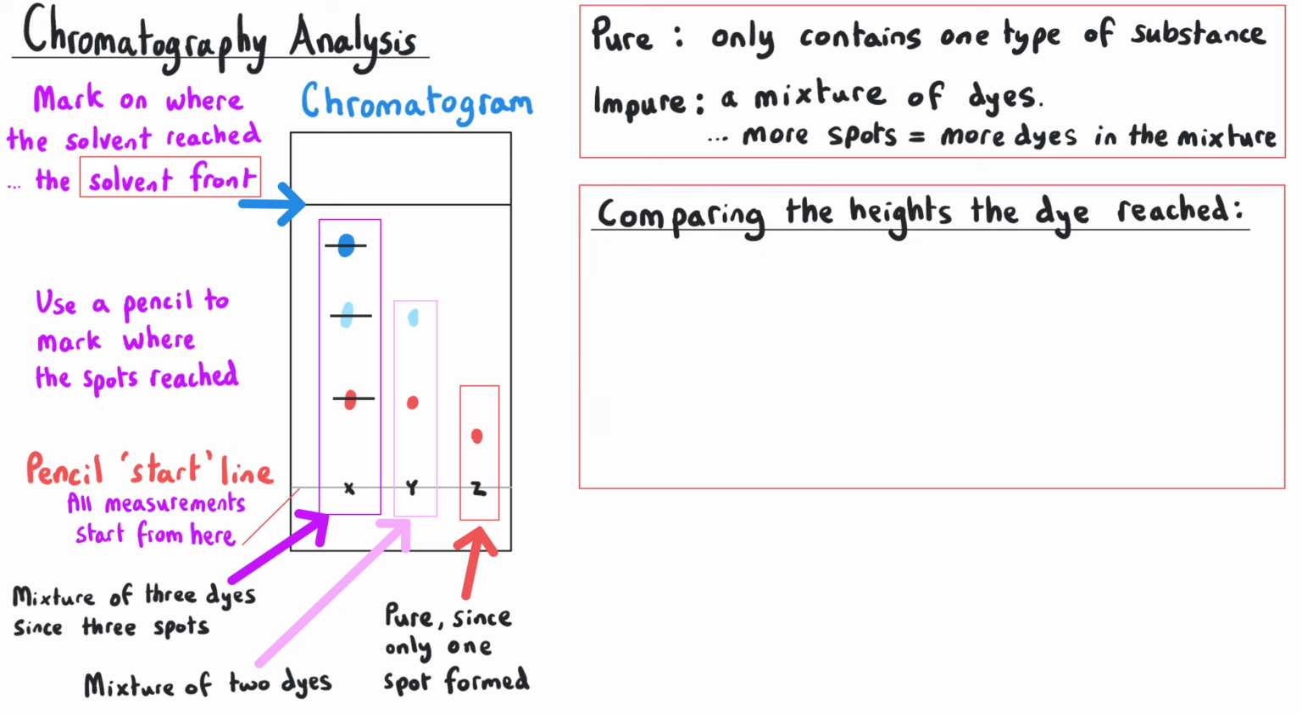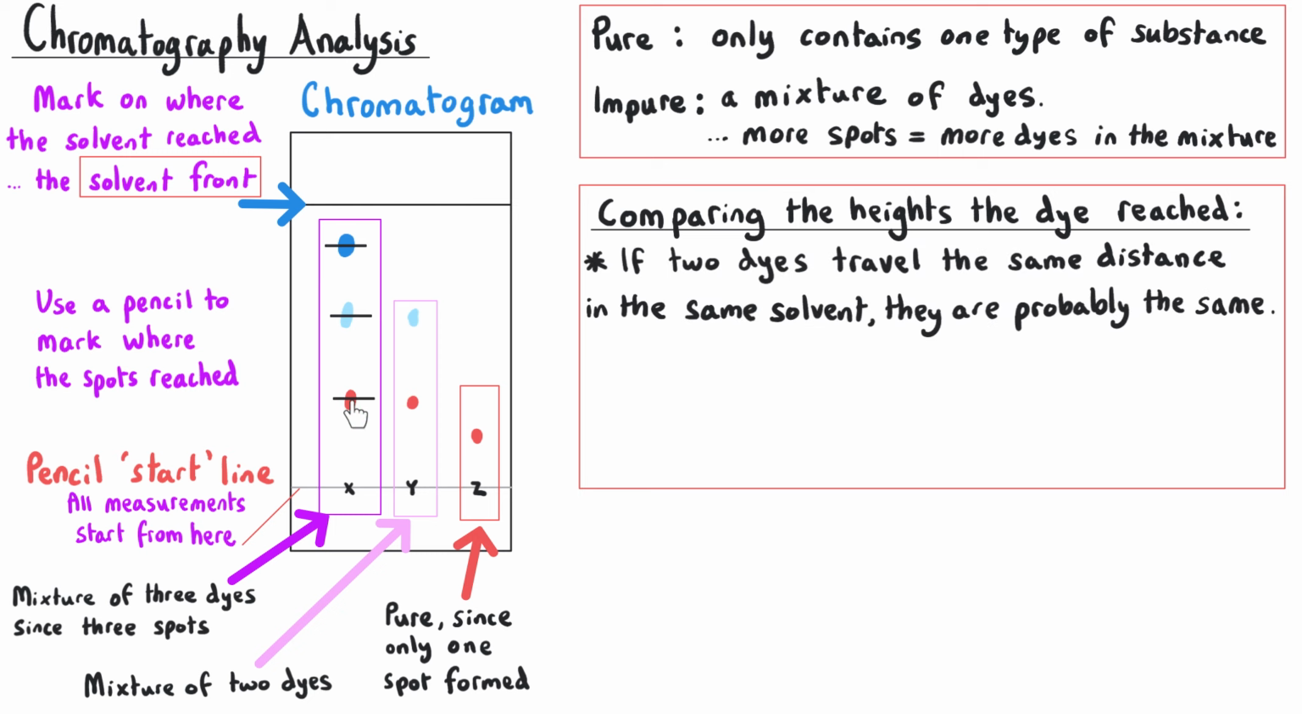Another way that we can use our chromatogram is by comparing the substances contained in the different samples. For instance, we can see that for our substance X and substance Y, they didn't have the same number of substances, but their red coloured dye appeared to travel the same distance up the paper, and that suggests that they are the same dye. And in the same way, the light blue coloured dye in X travelled the same distance as the light blue dye in Y, and that suggests that they are the same dye as well.